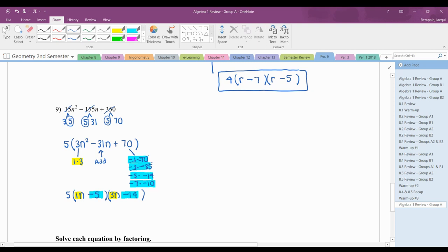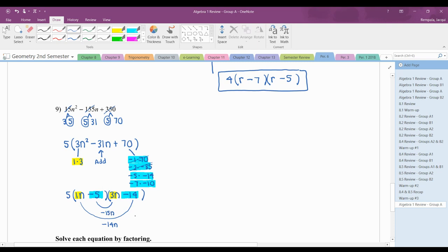So there's my guess, and now I have to do my check. So what I'm going to do is multiply the outer terms of the 2 parentheses. So 1n times -14 will give me a -14n. And then I'm going to multiply the inside terms. -5 times 3 is going to give me a -15n.